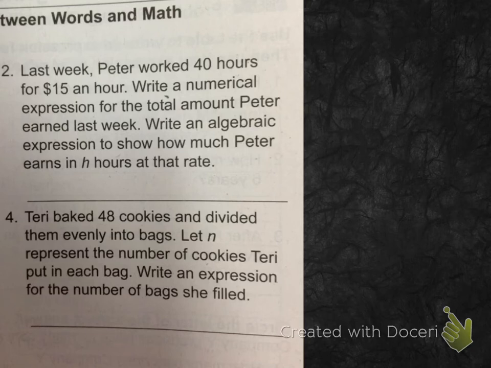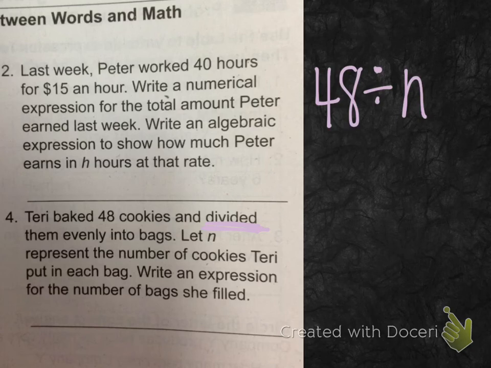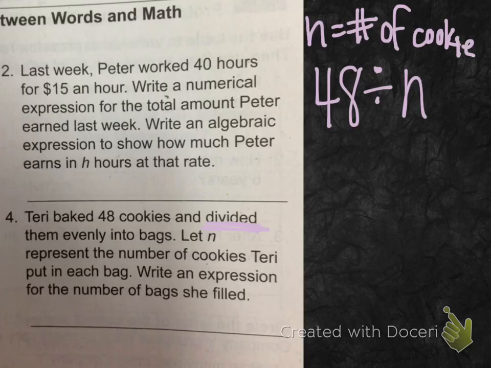The key word here is divided. Anytime you see keywords in your problems, I want you to underline that, divided. So that means I'm doing 48 divided by N, because N is the number of cookies in each bag. So 48 divided by N, that's going to give me how many cookies are in each bag.